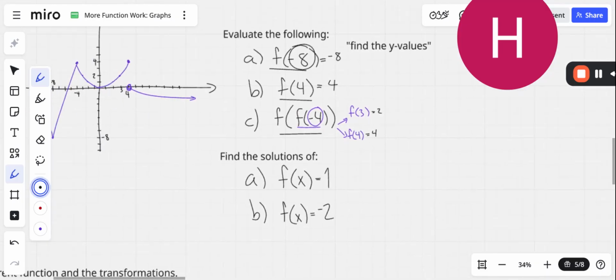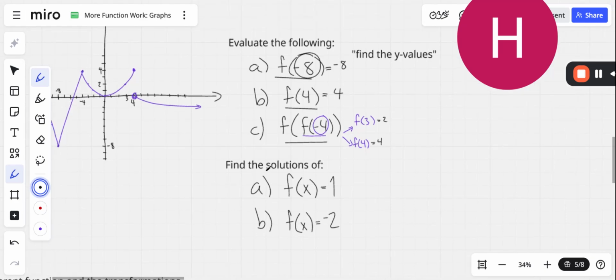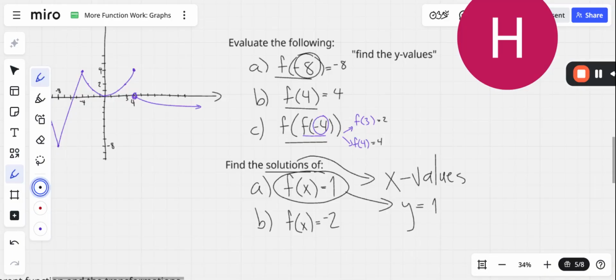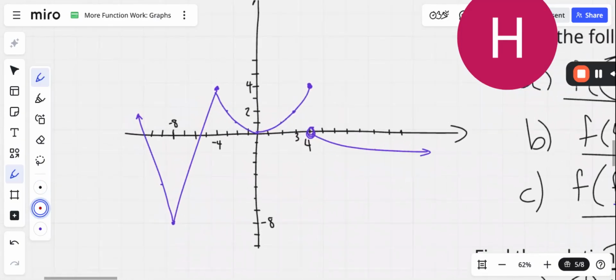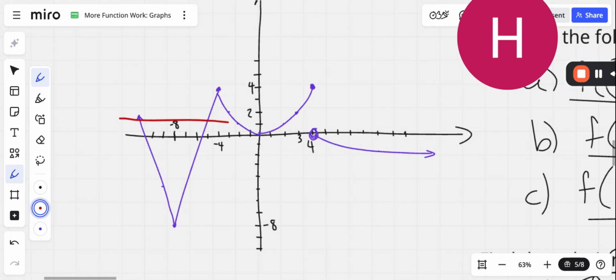All right, now let's move on to the interesting questions that say find the solutions. What does it mean, find the solutions of this? Well, this basically means find the x values. So in this case, they're telling us that the y value equals 1. So it's like find the x values when y equals 1. In order to do that, let's draw a horizontal line at y equals 1. And you'll see that there are several x values which hit the graph at y equals 1. We want to list some of them.